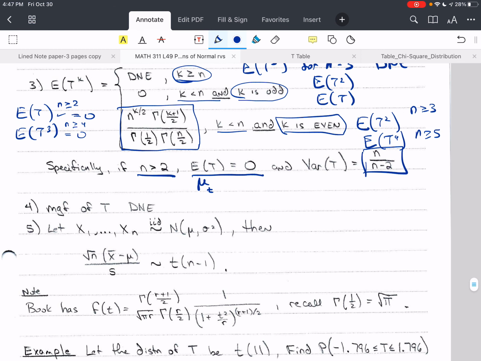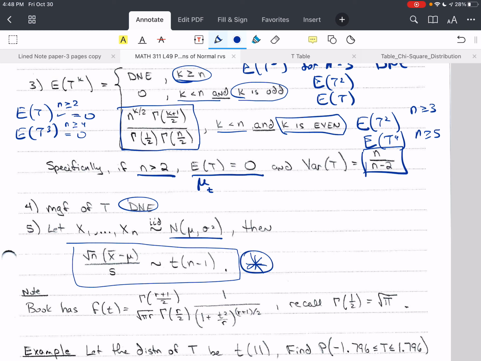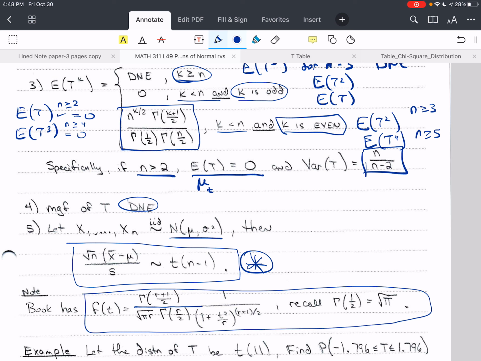The moment generating function of T does not exist. Okay? So we're going to let X1, X2, ..., Xn be IID normal with mean mu, variance sigma squared. Then the square root of n times (X bar minus mu) over S has a t distribution with n minus 1 degrees of freedom. This is very important. We use this result in introductory statistics all the time. And the PDF of T is given here, and it's in the book. Just recall that gamma of 1/2 is the square root of pi.